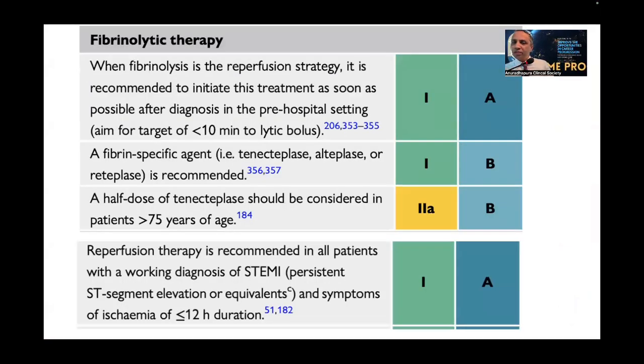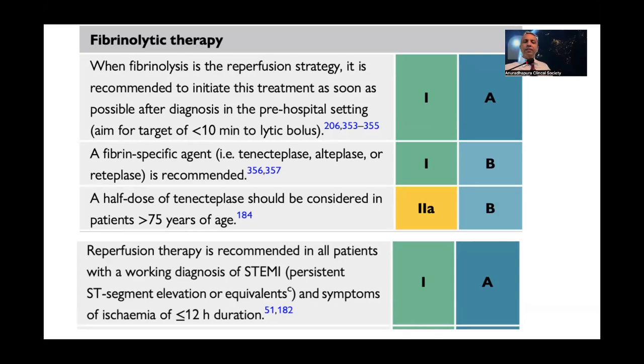Okay. If primary PCI is not available, what do you do? Then you have to go for the fibrinolysis pathway, which is the lytic therapy. Ideally we can use tenecteplase. In Sri Lanka it is now available, though supply is sometimes limited and it's a very expensive drug, but very effective. If you are using tenecteplase, give it as soon as possible, because the clot progresses and the effectiveness goes down with time. Within 10 minutes of diagnosis, give it very quickly.